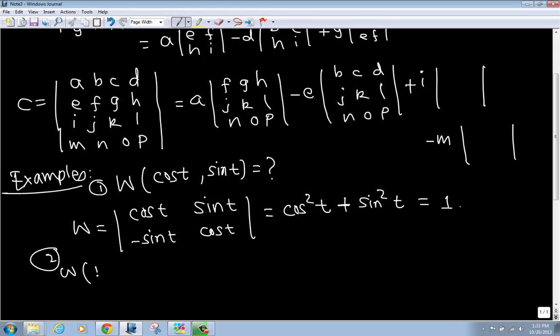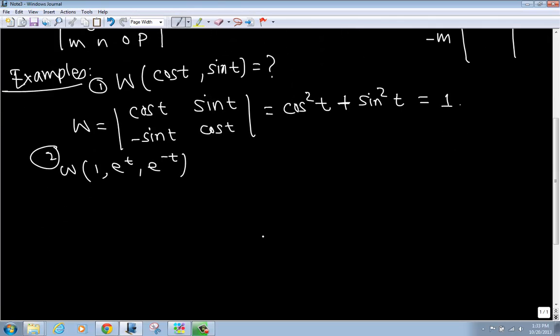Let's find the wronskian of 1, e^t and e^(-t). Okay, so three functions, so we have to make a 3 by 3 determinant. In this case the wronskian will be 1, e^t, e to the negative t. In the second row we find their derivatives. So the derivative of 1 is 0, the derivative of e^t is e^t, the derivative of e to the negative t is negative e to the negative t. Now find the derivative of the second row in the third row. So 0, e^t is e^t, here is negative and minus, positive e to the negative t.